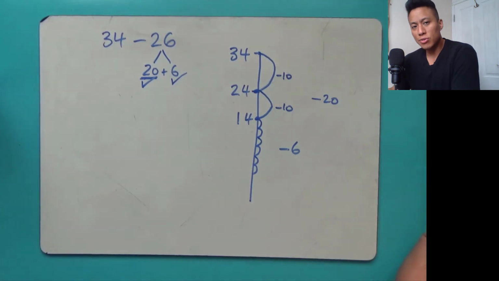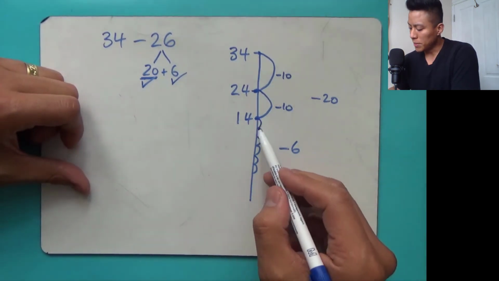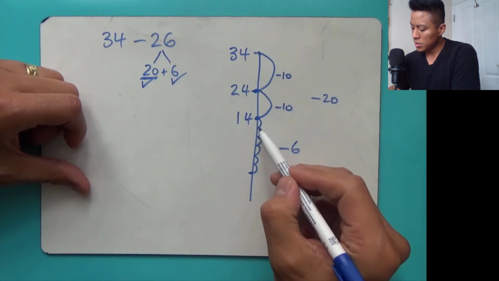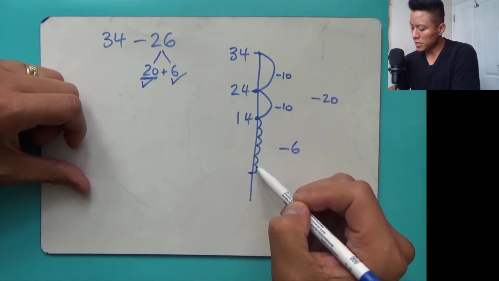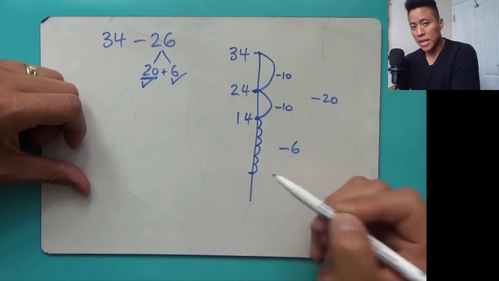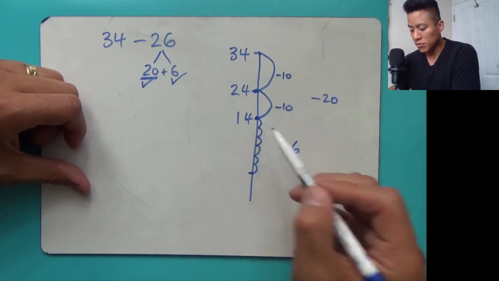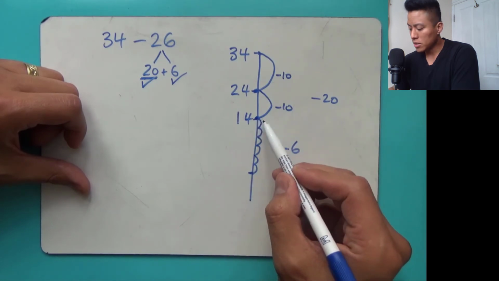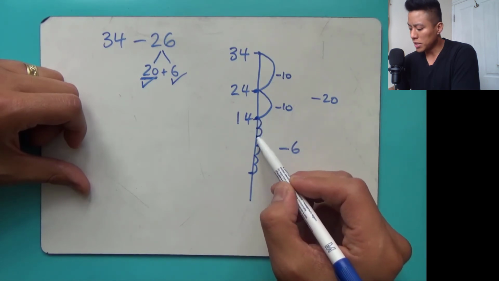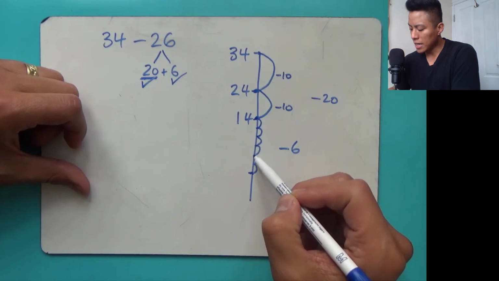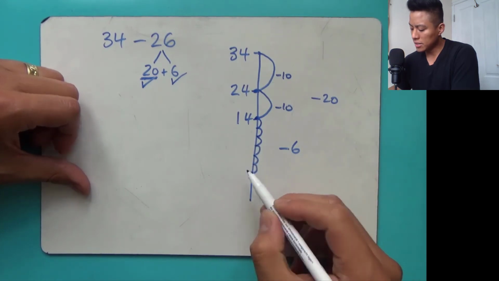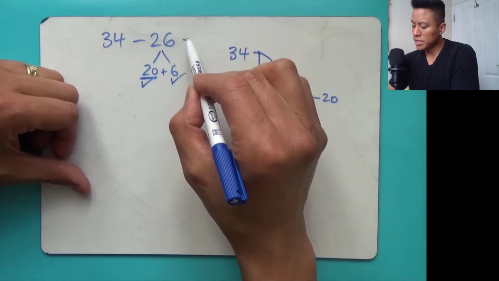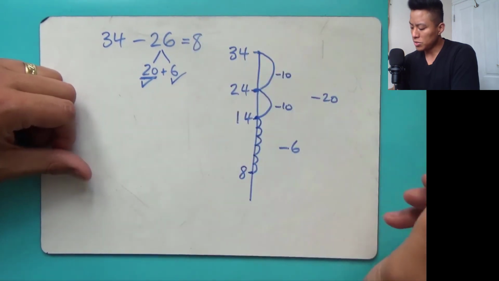And you can do it 2 ways. You could count back in 1s to find out what you land on here. 1, 2, 3, 4, 5, 6. Okay, and if you count back, remember you're starting with 14. It will tell you what number you land on. 14, 13, 12, 11, 10, 9, 8. 34 subtract 26 is equivalent to 8.